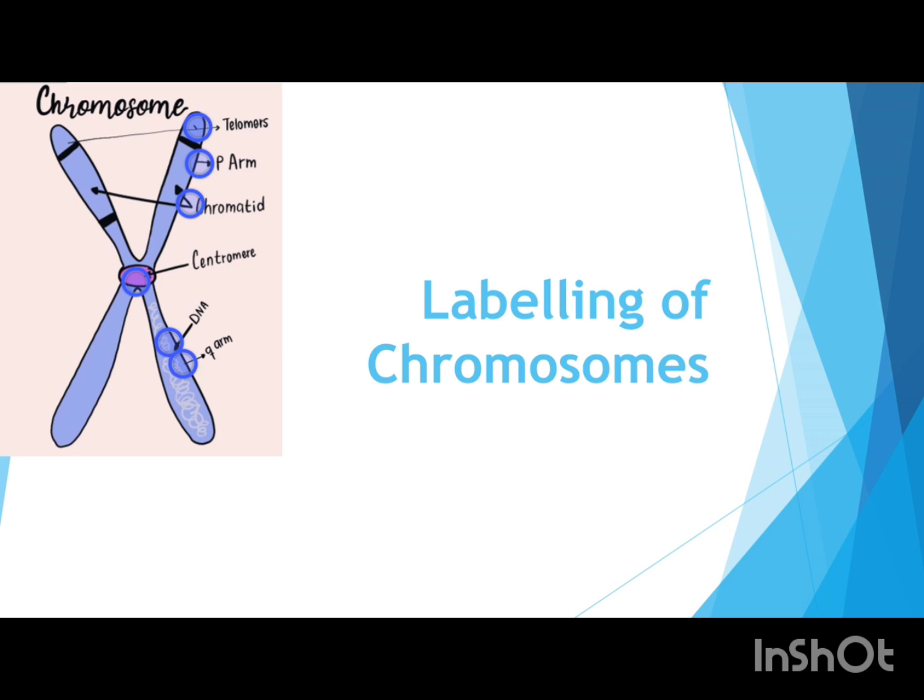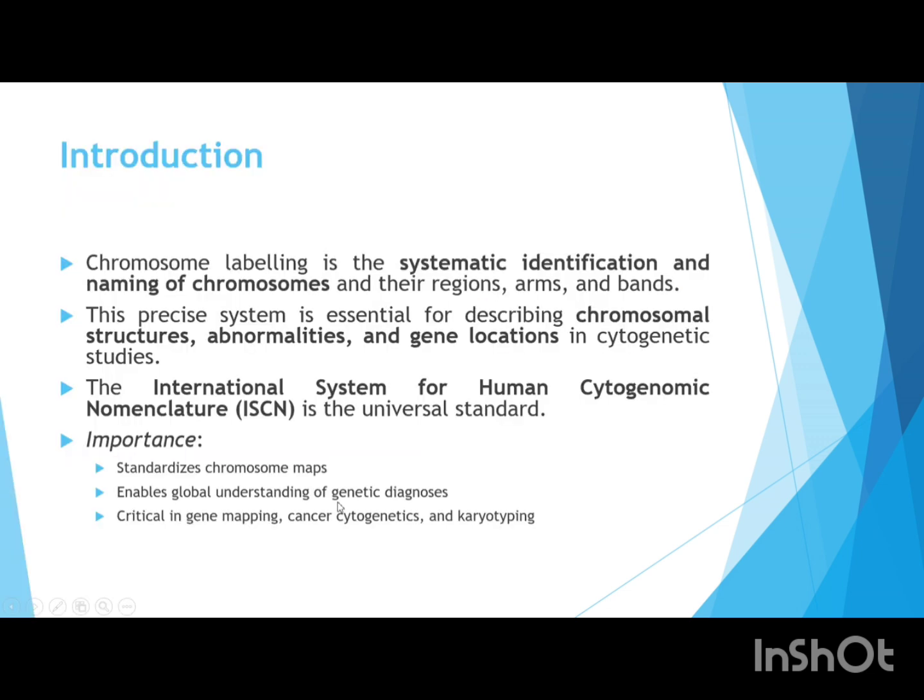Today we'll deal with the topic of labeling of chromosomes. So what is labeling of chromosome? Chromosome labeling means a systematic identification and naming of chromosomes as well as its regions, its arms, as well as its bands. And this system of nomenclature is known as chromosome labeling.